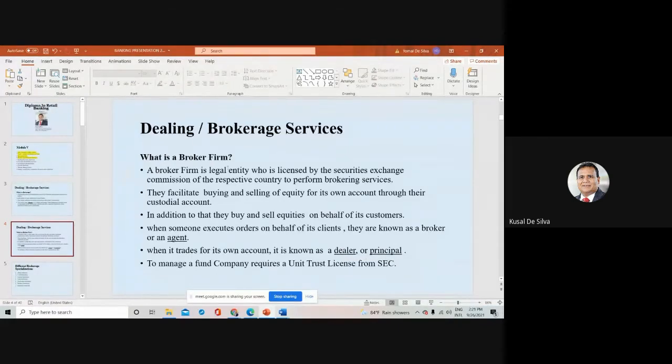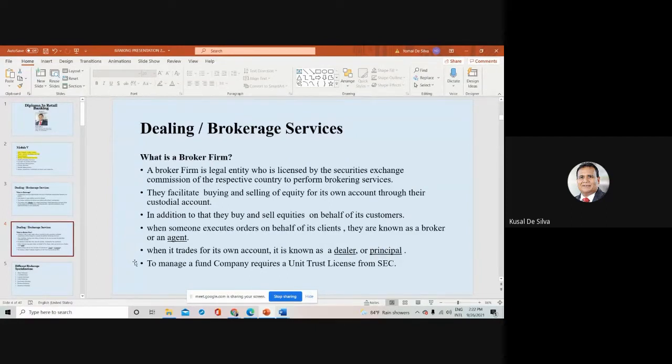Generally, a dealer is more than a broker, and professionally they are more matured, more experienced, and their exposure is higher. So gradually the brokers will become dealers later. A dealer or principal position is a higher elevation.